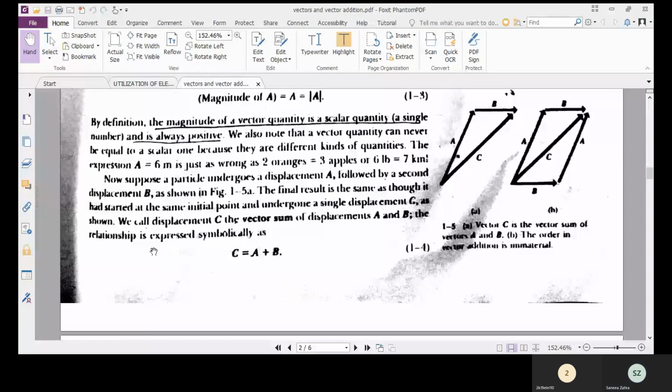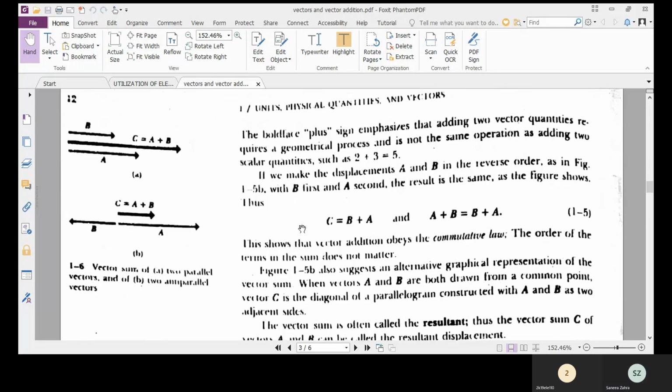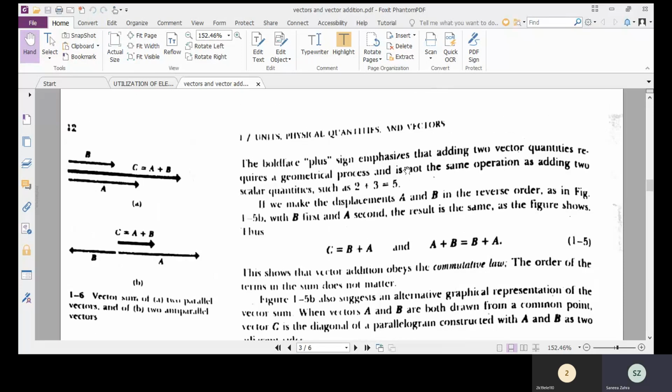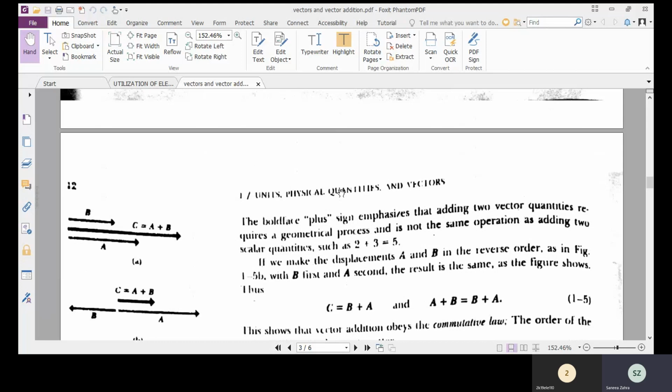All are in bold letters. The boldface plus sign emphasizes that adding two vectors requires a geometrical process and is not the same operation as adding two scalars. 2 plus 3 equals 5. No, it's not the same. C is representing that we are adding two vector quantities. Vector quantities further have their components, they have their directions, they have their magnitudes. So we cannot add them as we add 2 plus 3 equals 5.